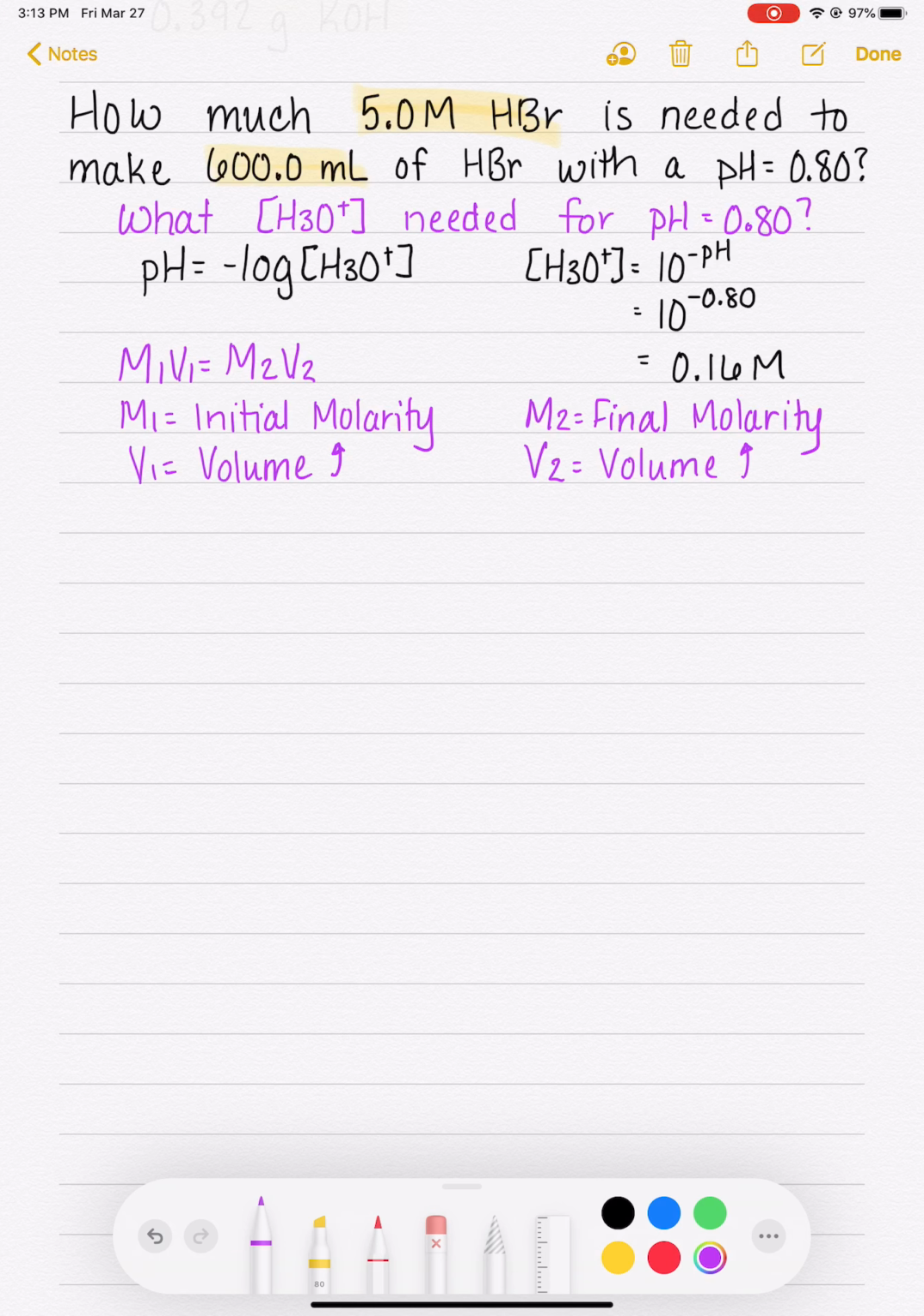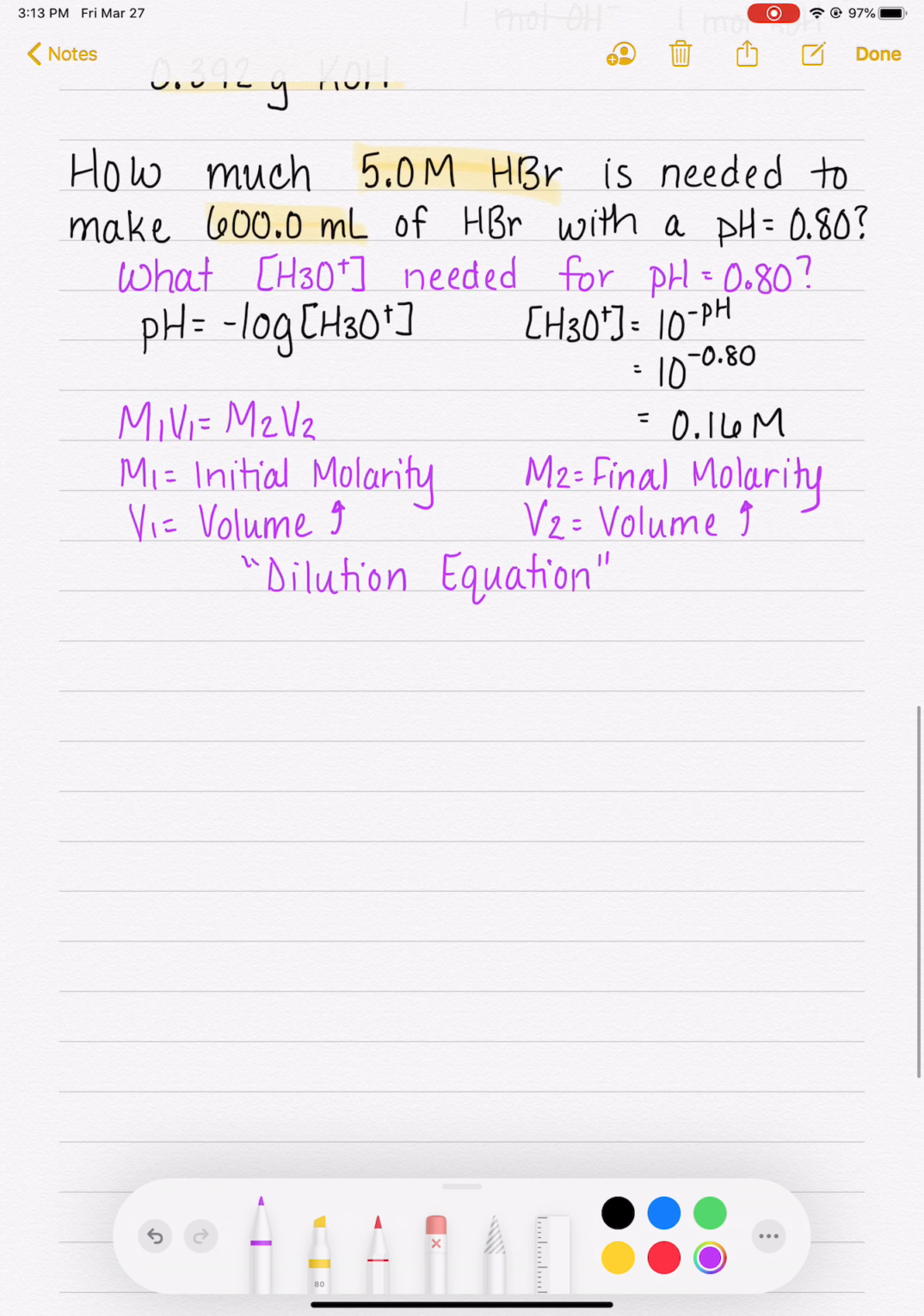We call this the dilution equation because we use it when we are doing a dilution. When we are, for example, taking a solution, one solution, with a particular concentration and figuring out what we need to get a less concentrated solution.